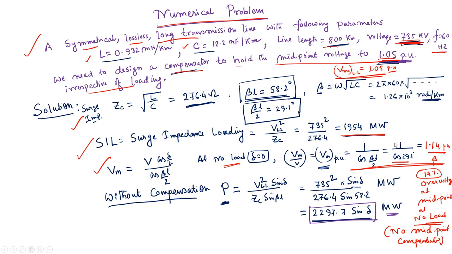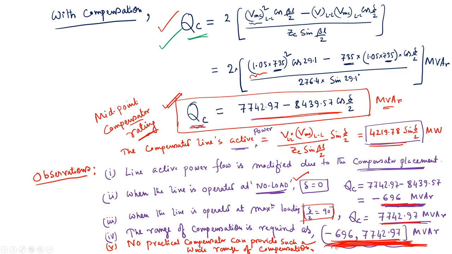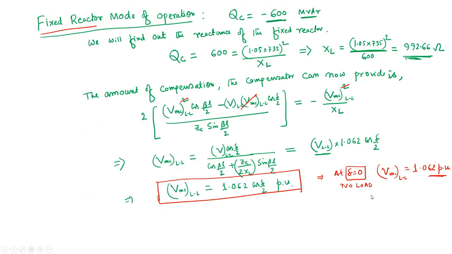Now, when we designed this midpoint compensator rating to maintain the midpoint voltage always at 1.05 per unit, the required amount of compensation was -696 MVAR. Now, if we keep operating this midpoint in a fixed reactor mode, then we have come out with the expression of midpoint voltage as 1.062 per unit. That means there is 6.2% over voltage, but that is significantly less as compared to 14% over voltage. So, almost 50% reduction in over voltage is possible even if you operate the compensator in a fixed compensation mode or fixed reactor mode. So, that is what we obtain from here.